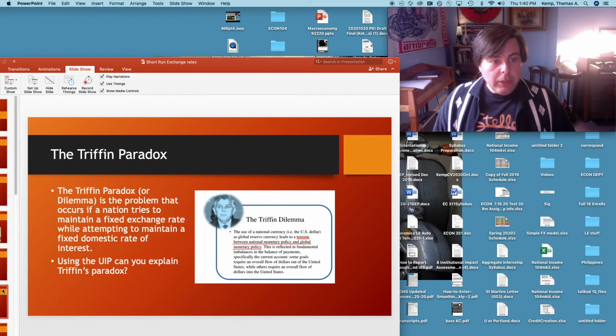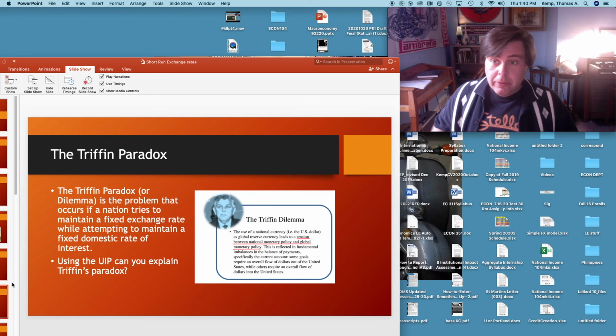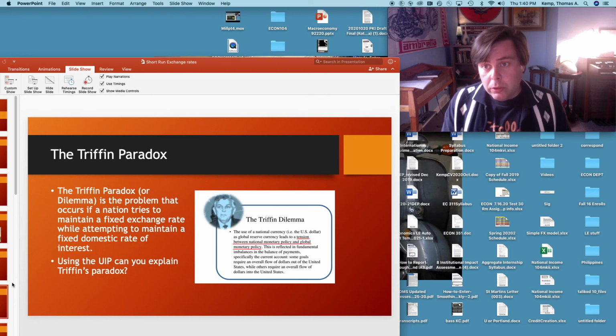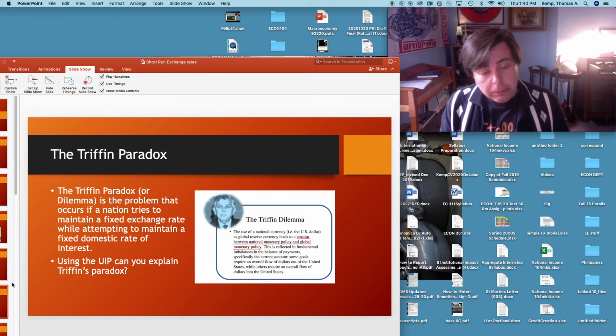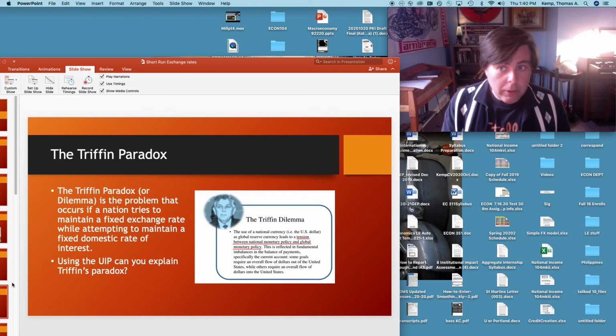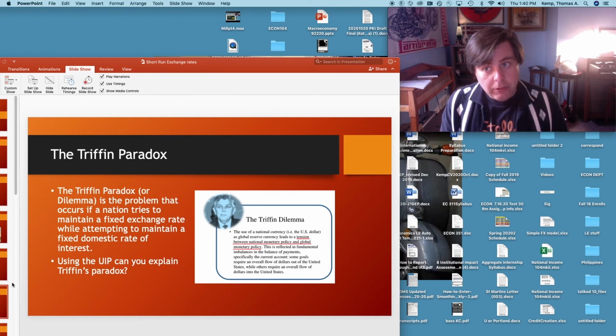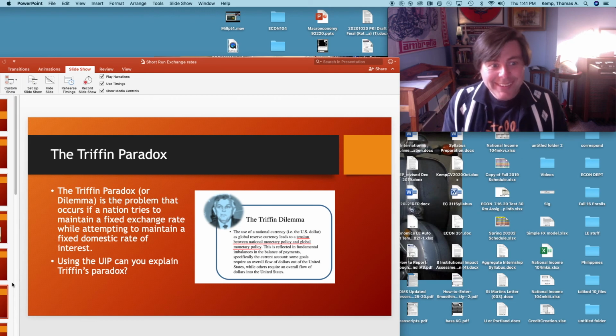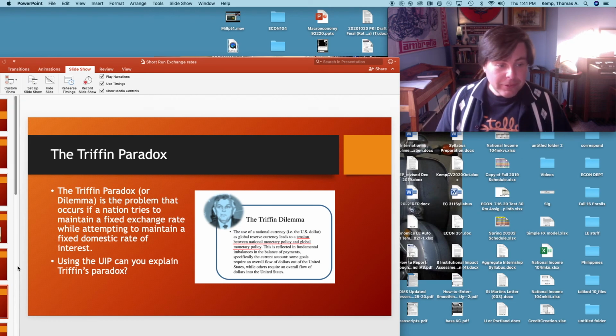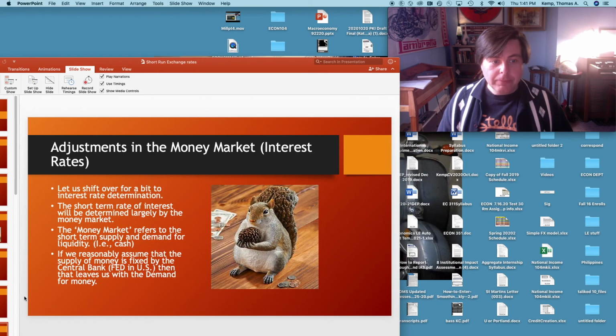Let's continue on. This idea that you can have monetary policy or exchange rate policy, as well as a third policy option, is known as Triffin's dilemma, or the Triffin trilemma, or as your textbook simply calls it, the foreign policy trilemma. And that goes something like this. We've already got two parts of it.